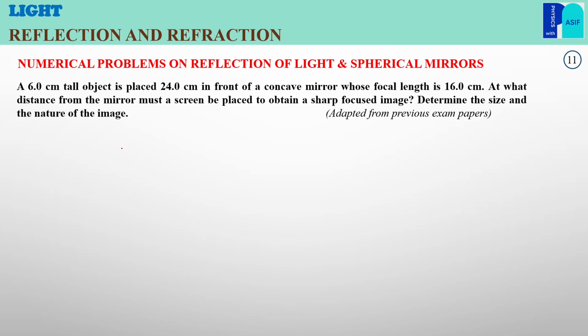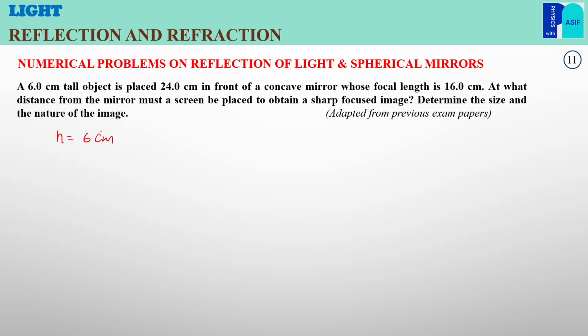Next question. A 6 centimeter tall object is placed 24 centimeter in front of a concave mirror whose focal length is 16 centimeter. At what distance from the mirror must a screen be placed to obtain a sharp focused image? Determine the size and the nature of the image. So first of all, we note down the given values and then we try to understand what we need to find out. First thing is a 6 centimeter tall object, that is height of the object is given, h is equal to 6 centimeter.